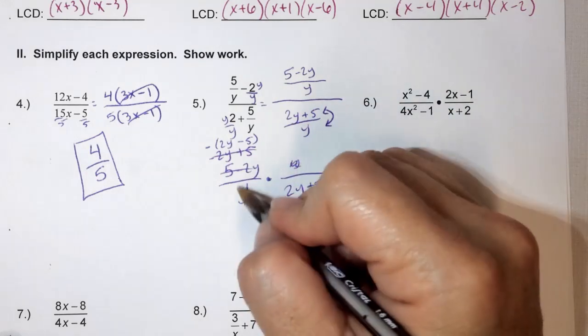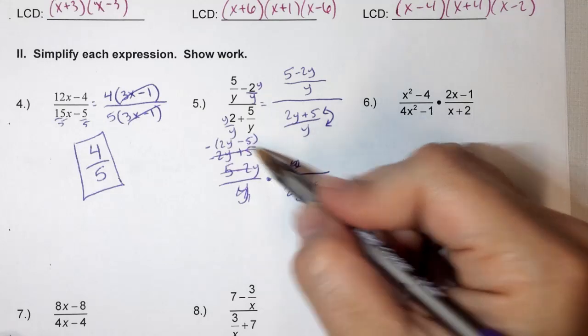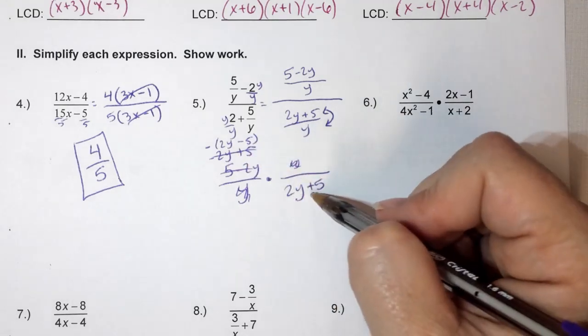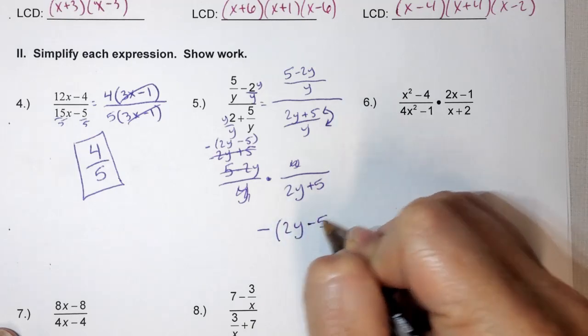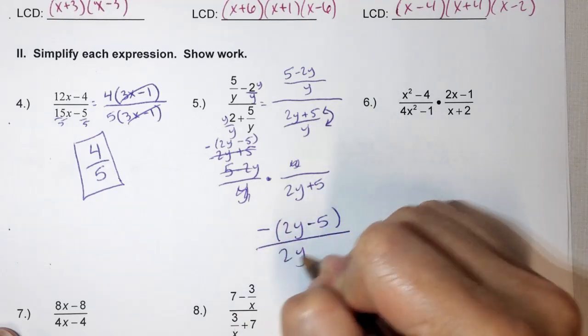Well, my y's cancel, but nothing else cancels. Those do not match. I have a minus and a positive, doesn't match. So I keep my negative 2y minus 5 over 2y plus 5.